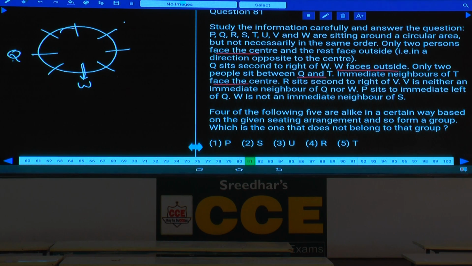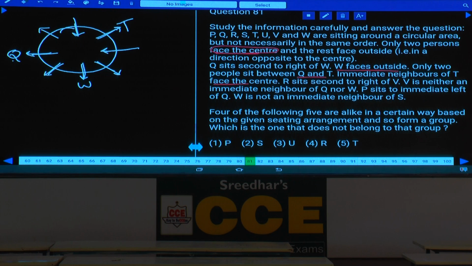Now T is here. As T is here, the immediate neighbors of T are facing the center, hence these 2 persons are facing the center. The description clearly specifies only 2 persons are facing the center. If 2 are facing the center, then what happened to the remaining 6? All the remaining must be away from the center. As you have clearly known, 2 are facing the center, the remaining all these persons must be away from the center. Even T is also away from the center.